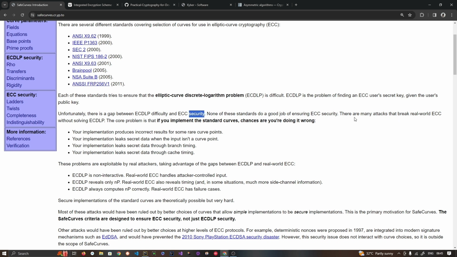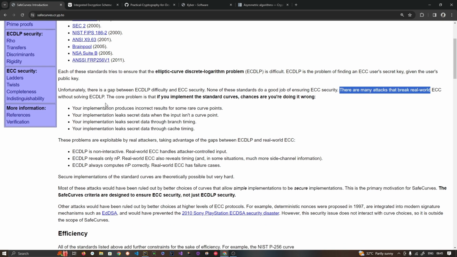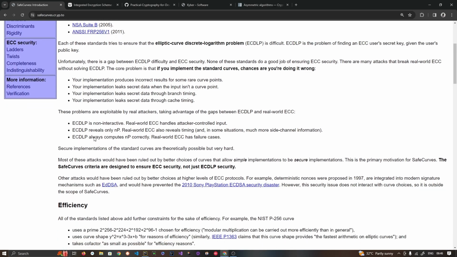Okay. So there are many attacks to break real world ECC without solving ECDLP. The core problem is that if you implement the standard curves, chances are you are doing it wrong. So that's the reason. This lack of safety means that you will face this problem. Your implementation may produce incorrect results for some rare curve points, or it may leak secret data through these many problems. So that's the reason.